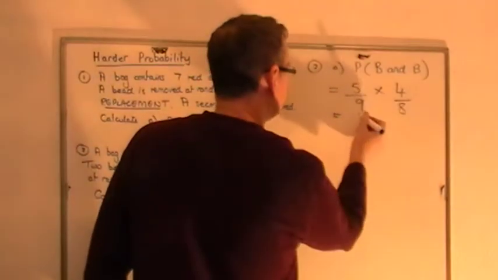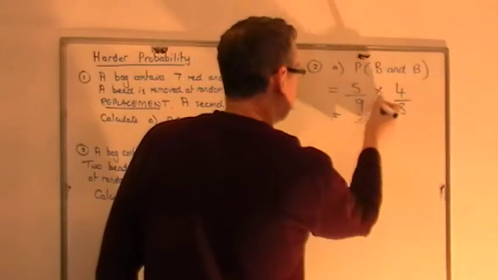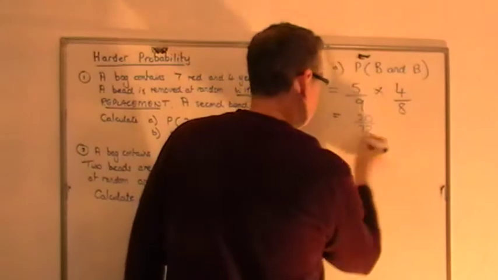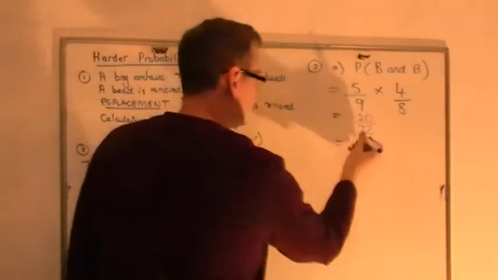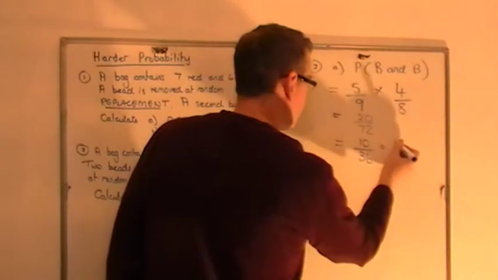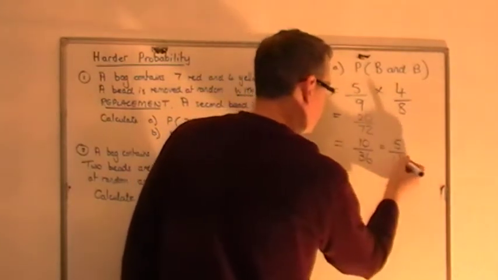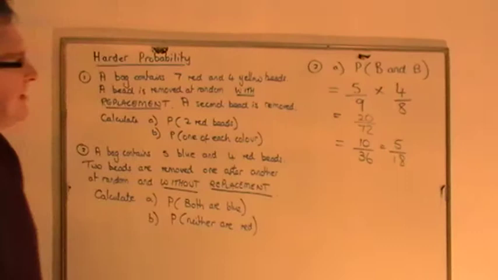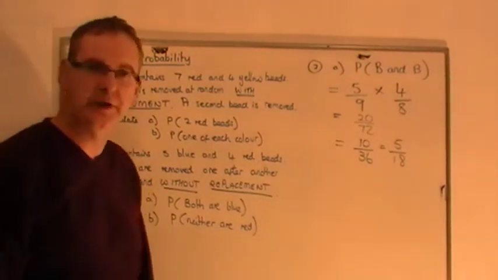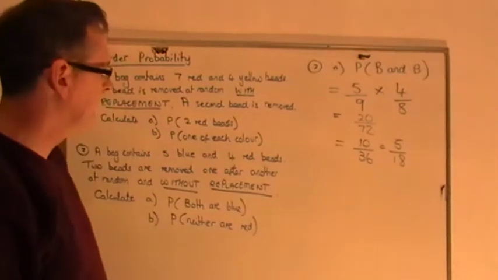5 times 4 is 20. 9 times 8 is 72. That is a fraction. It will cancel. You can share by 2 to go 10. Share by 2, it goes 36. Share by 2, it goes 5. Share by 2, it goes 18. 5/18ths chance of getting 2 blues, both of them being blue for part A.